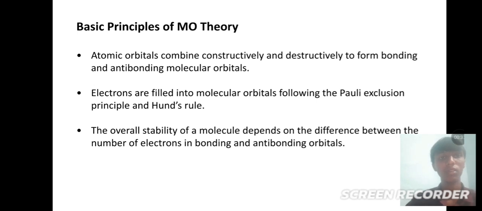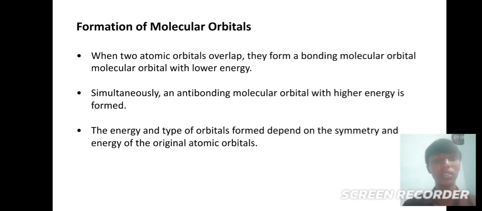Basic principles of molecular orbital theory. Atomic orbitals combine constructively and destructively to form bonding and anti-bonding molecular orbitals. Electrons are filled into molecular orbitals following the Pauli exclusion principle and Hund's rule. The overall stability of a molecule depends on the difference between the number of electrons in bonding and anti-bonding orbitals.